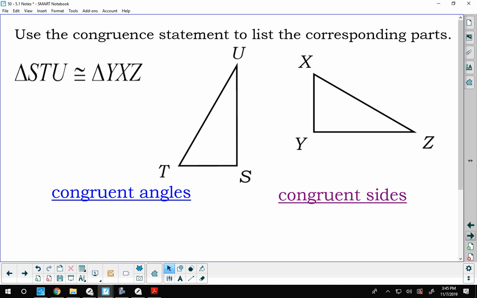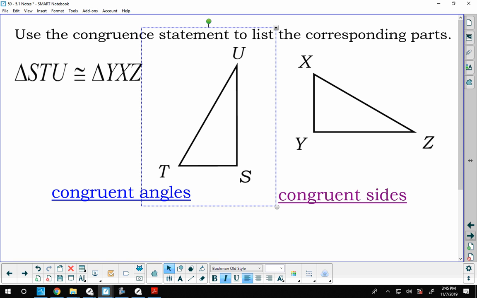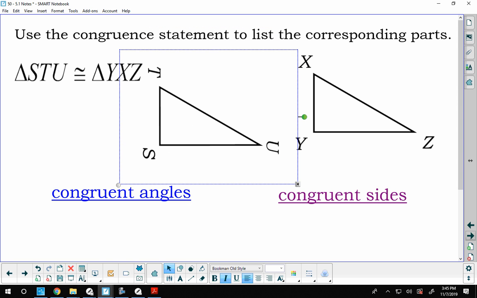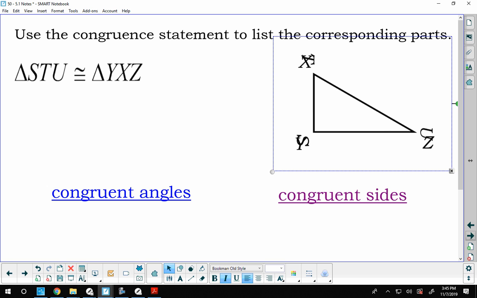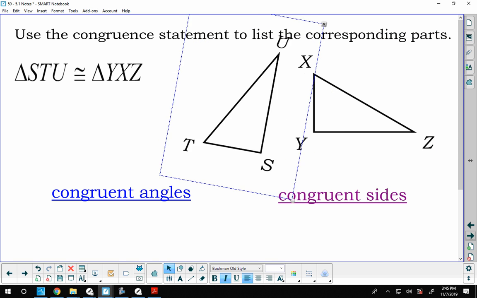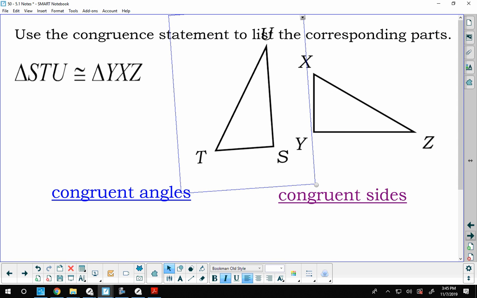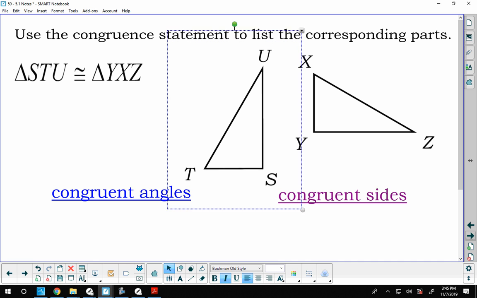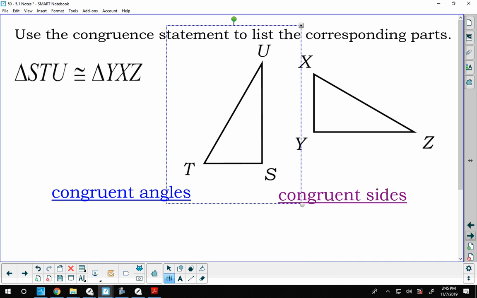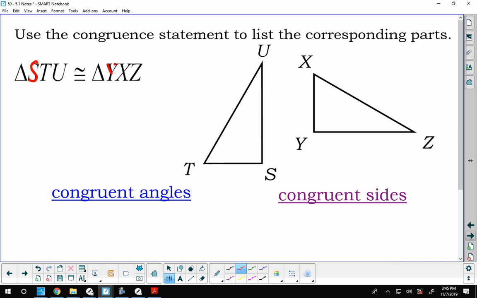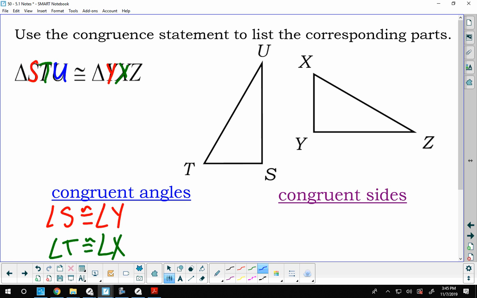So you can see this triangle is rotated and reflected. So now we can see what matches up, but it's not as easy to identify like this. So let's use the congruent statement instead. Angle S is congruent to angle Y. Angle T is congruent to angle X. And angle U is congruent to angle Z.